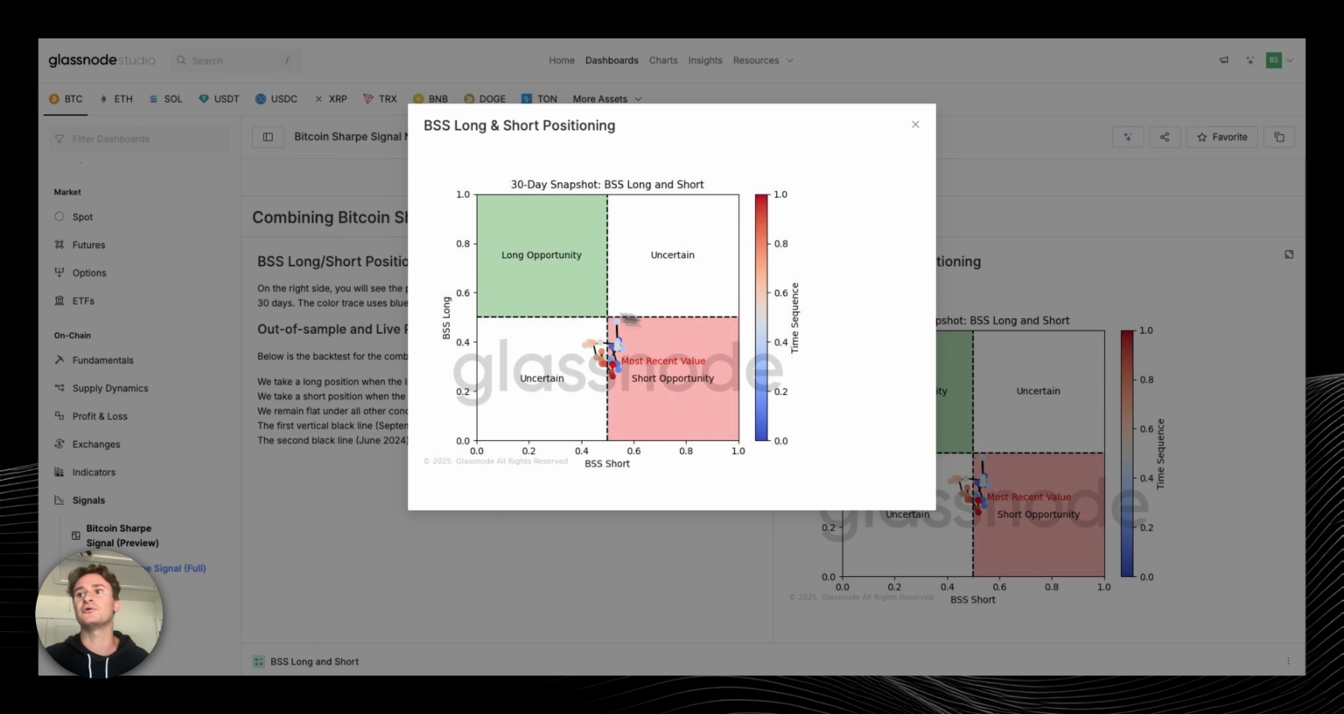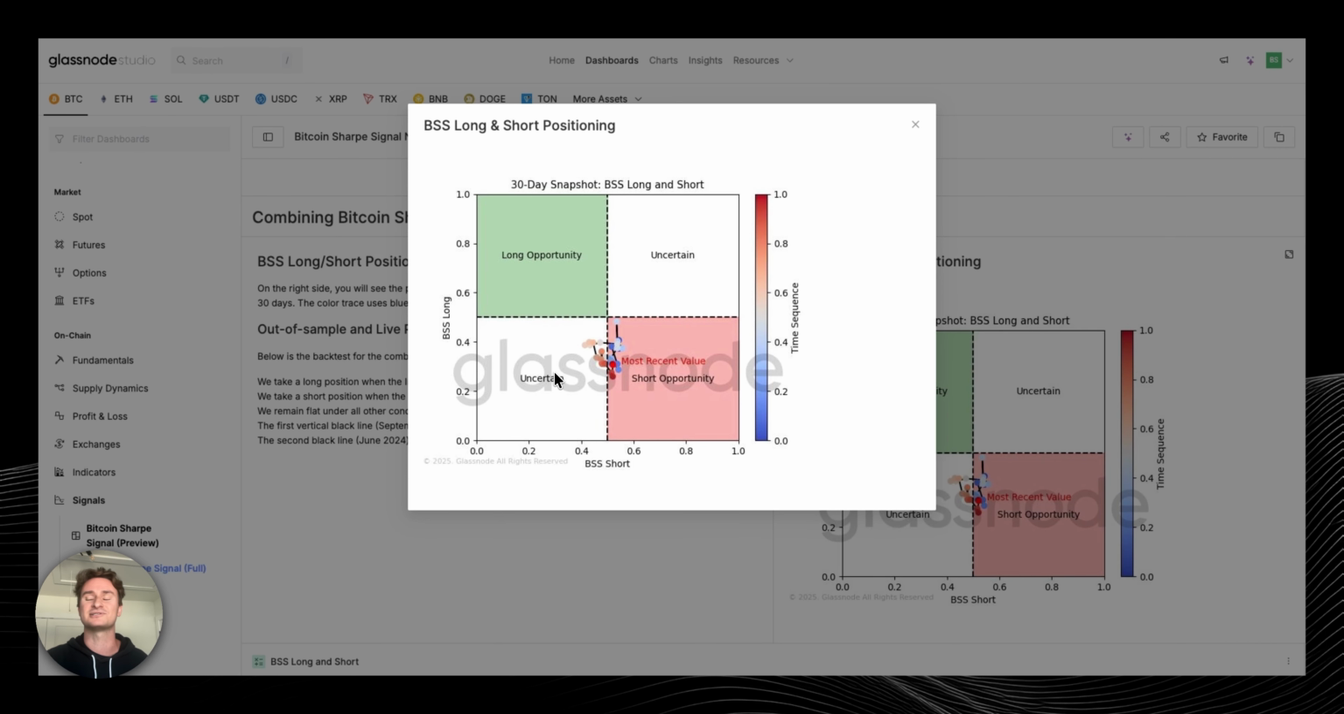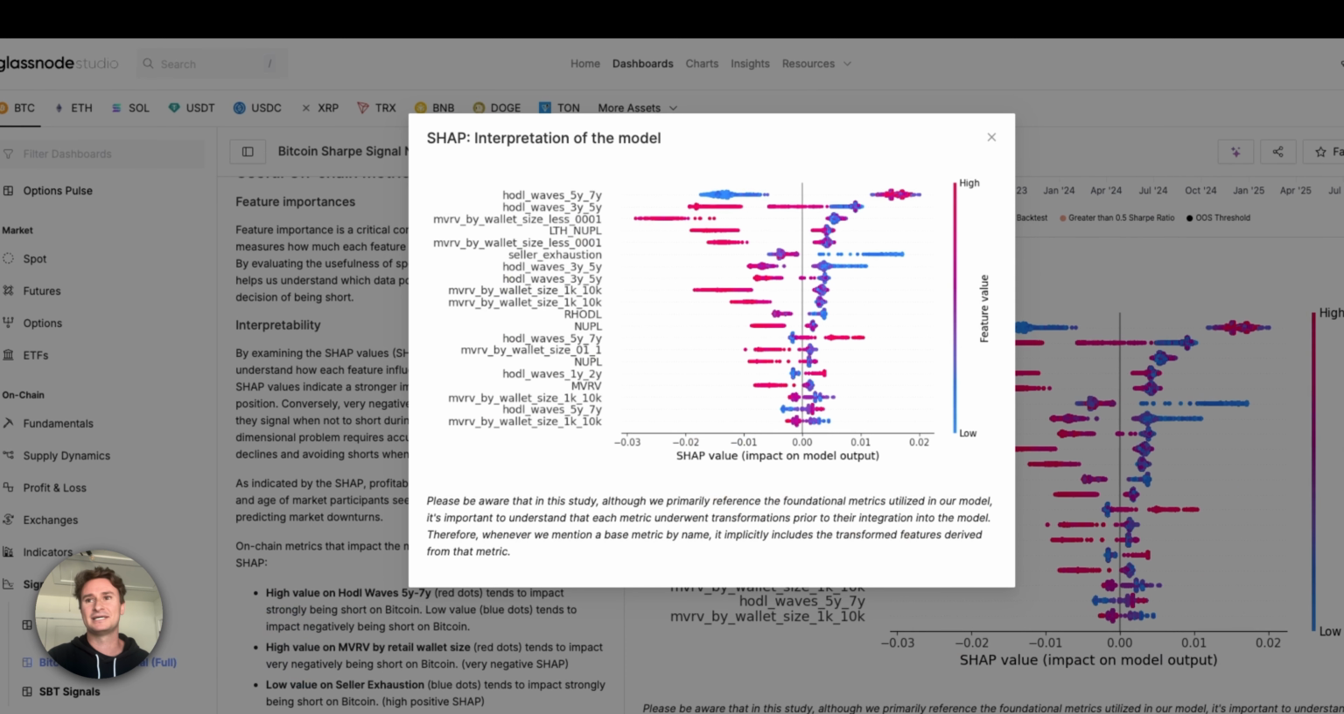Again, it says to go long, short, or uncertain, being neutral within the market. And this specifically is a 30-day snapshot. You'll notice most of these dots depicting the last 30 days are either in the short section or uncertain section. And there is this highlighted section here for the most recent value, being within the short section. So currently it indicates to be short, but how's it doing that?